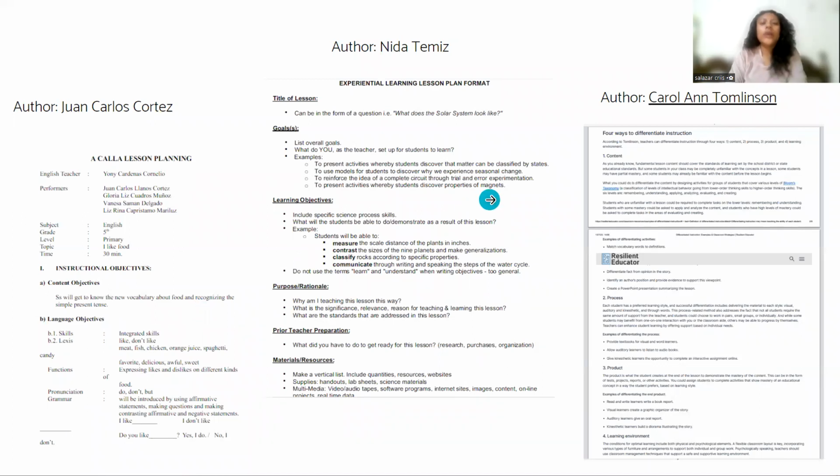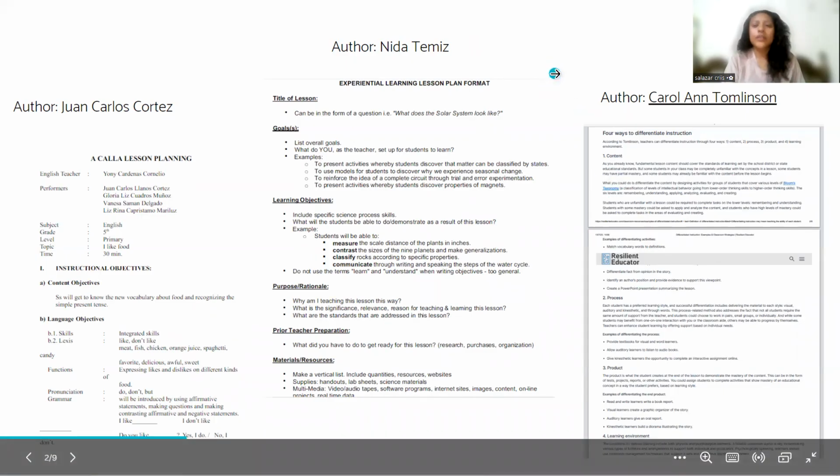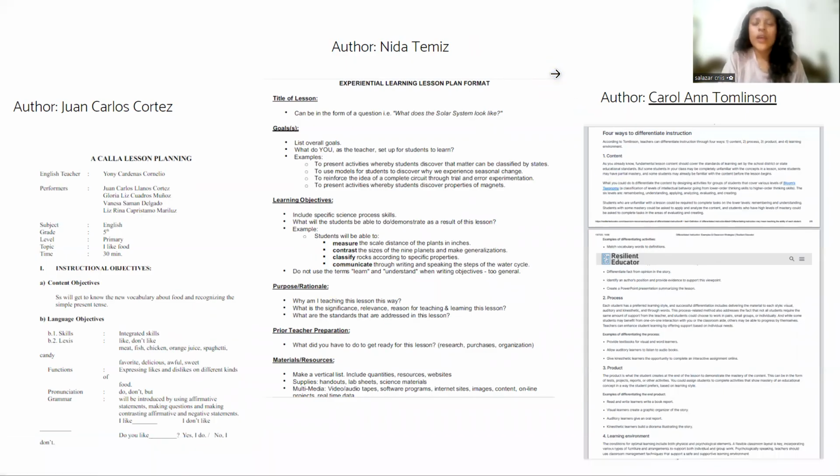And on the other hand, we have another lesson plan model. The author for this lesson plan is Nida Temis, and she considered experiential learning a lesson plan. And finally, this lesson plan model, the author is Carol Ann Tomlinson, and this lesson plan is the differentiated instruction model.